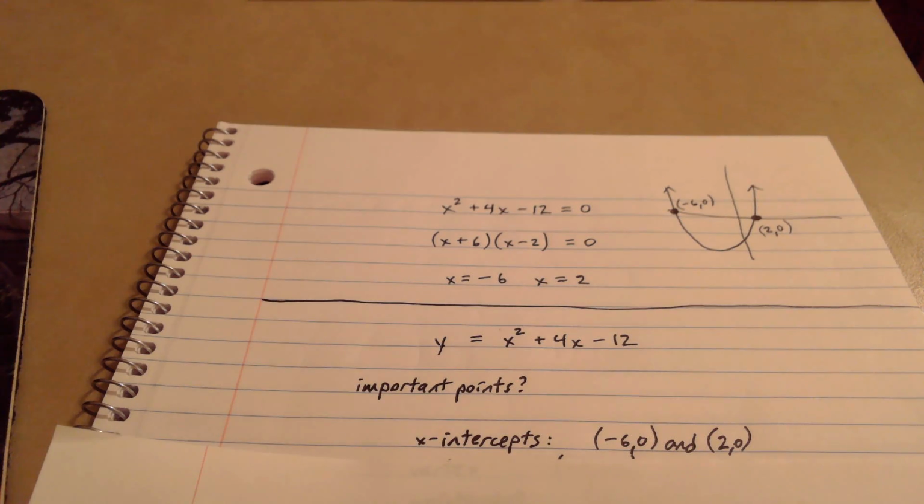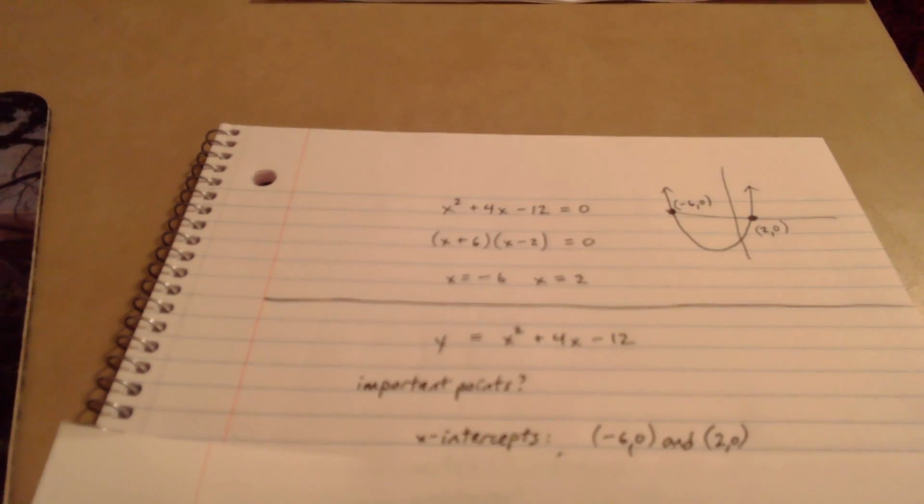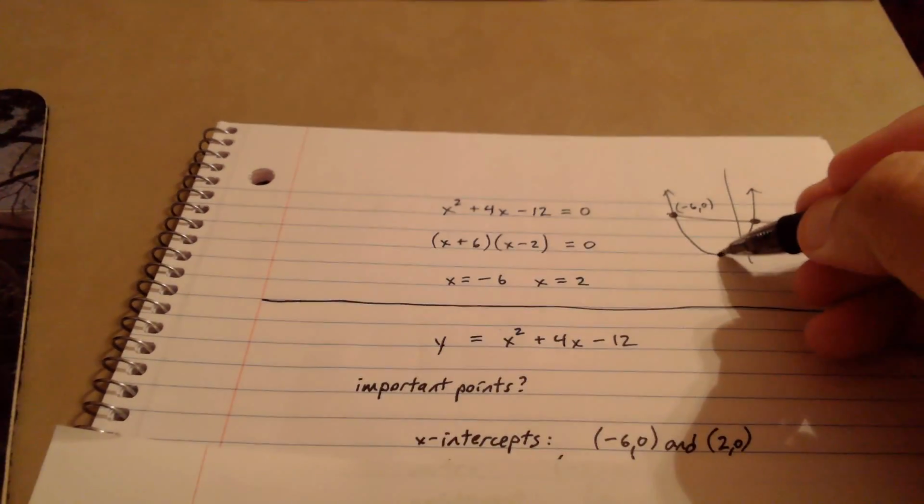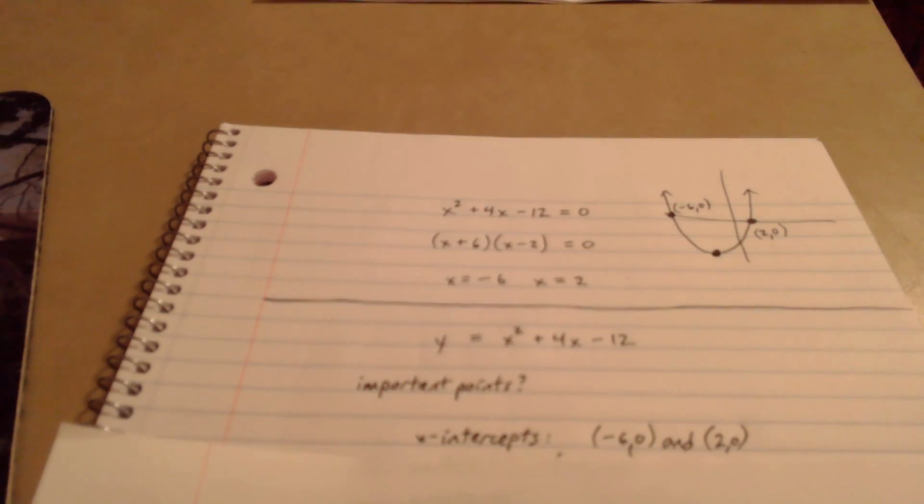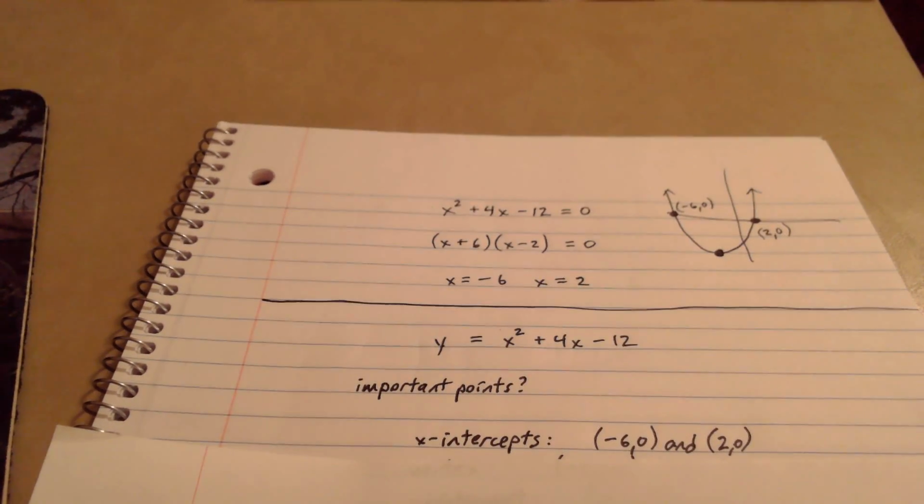Important point number 2. I hope when you look at that graph, you say to yourself, golly gee, I wonder where the bottom is. And that bottom, of course, has a very specific name, and I think you probably know it. It's called the vertex. So I'm going to give you a couple ways of finding that vertex, and I hope one of them makes complete logical sense.